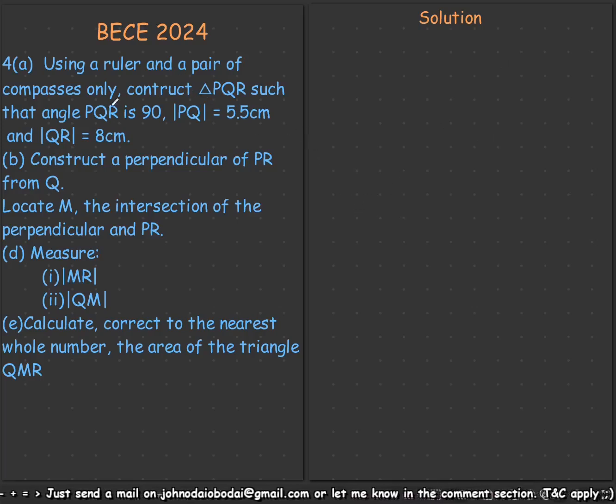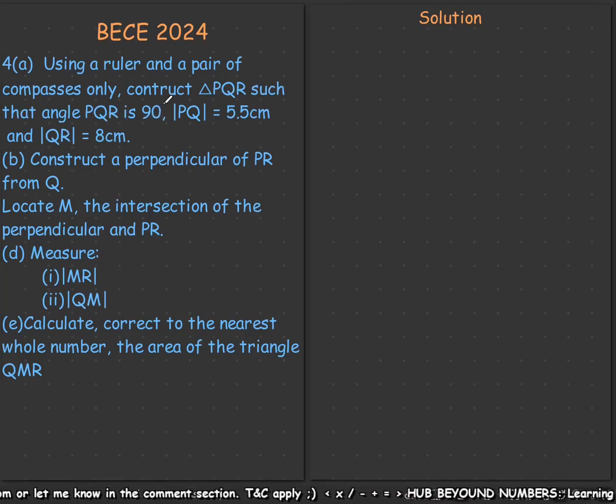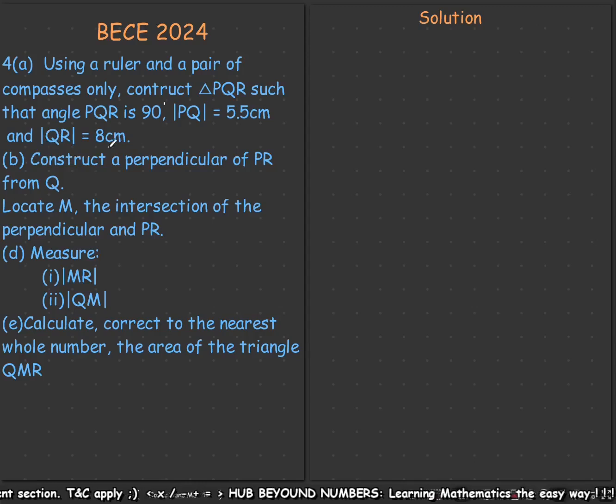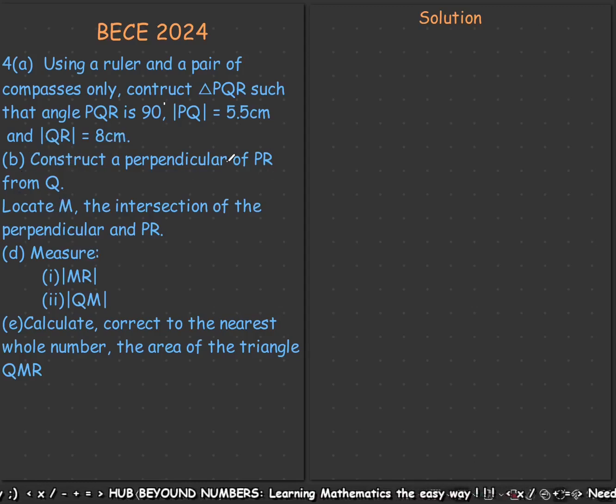Now, the question says, using a ruler and a pair of compasses only, construct triangle PQR such that angle PQR is 90 degrees, and PQ is 5.5 centimeters, and QR is 8 centimeters. After which we have to construct a perpendicular of PR from Q.